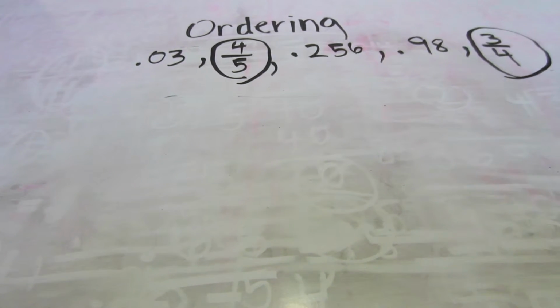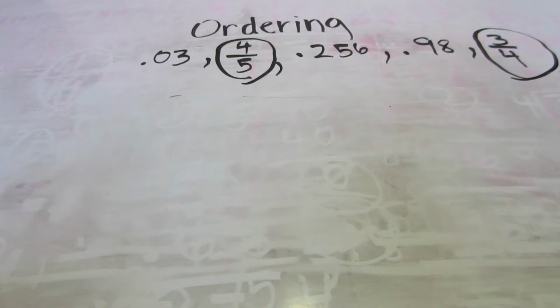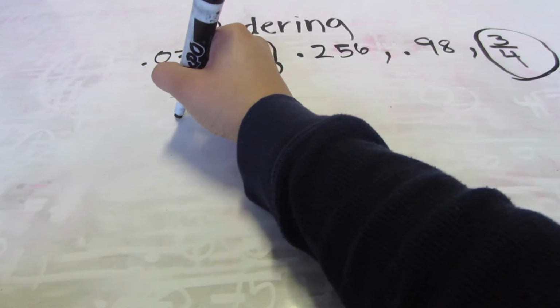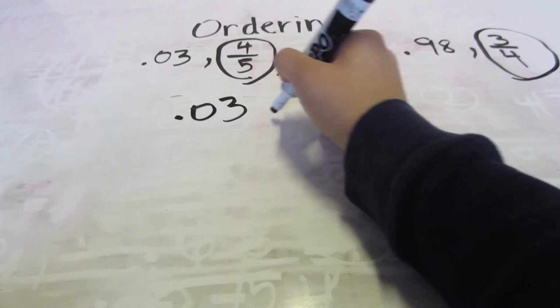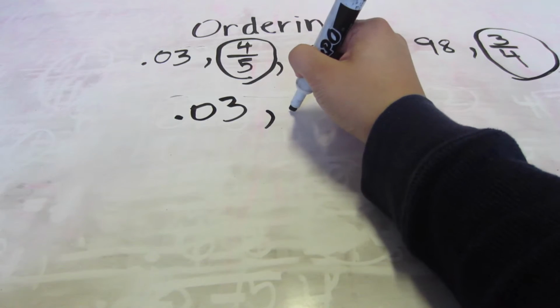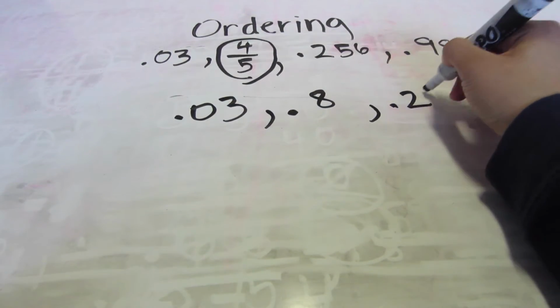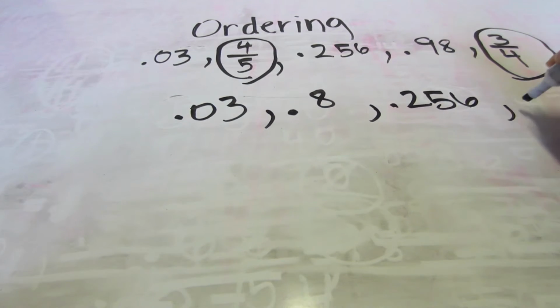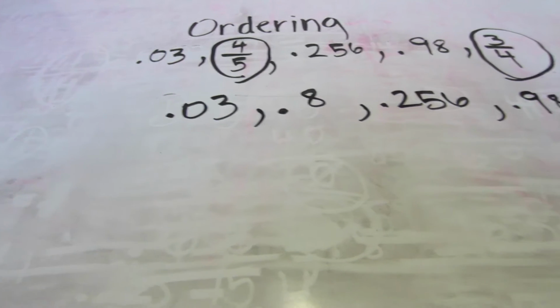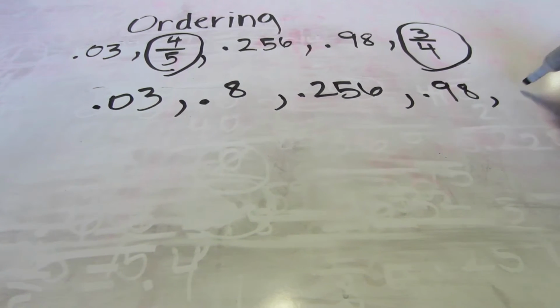So now we can write all of our numbers in decimals. So we have 0.03, and 4/5, as we just did, was 0.8, and we have 0.256, and we have 0.98, and as we did earlier, 3/4 is 0.75.